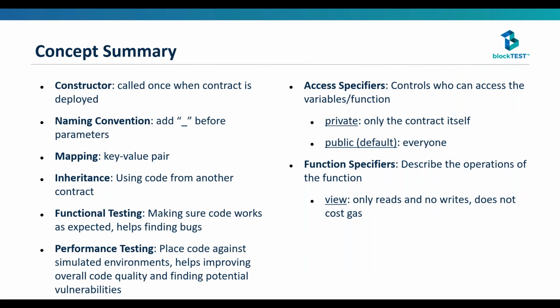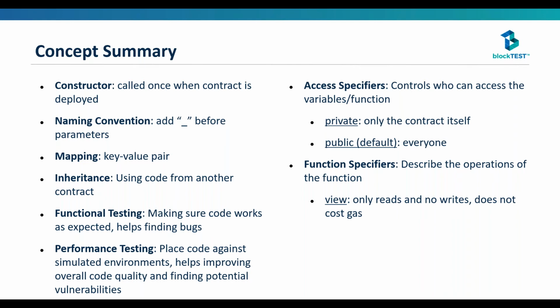We ran over the concept of the constructor, which is a function that's called once when the contract is deployed. We went over naming conventions, which basically says you should add the underscore before parameters in functions. We went over mapping, which are basically key value pairs, and you can look things up. If you're familiar with other programming languages such as Python and Java, they correspond to dictionary and hash maps. We also went over the concept of inheritance. Basically, it allows you to use code from another contract.